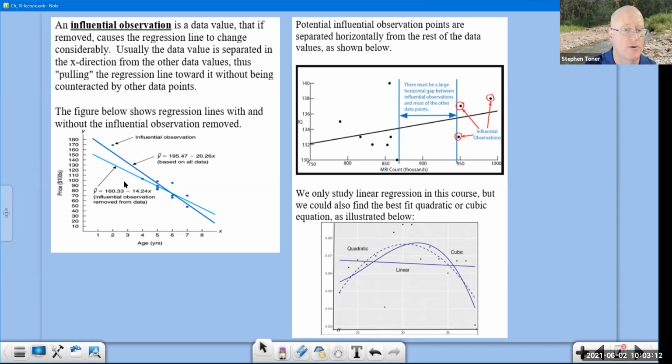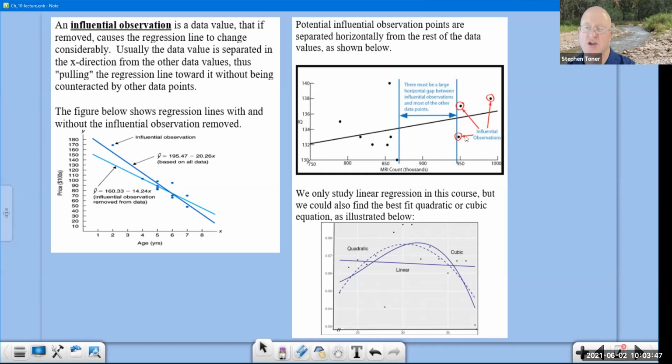So I have a graph here, and you can see that there's 2 different lines. In the top left corner, we have what's called an influential observation point. It's a little bit off to the left of the rest of the data, and you can see what the line looks like with that point included and how the slope totally changes when you remove that point. Okay, in this next picture, it says these potential influential observation points are separated horizontally from the rest. So these would be influential observation points on the right.